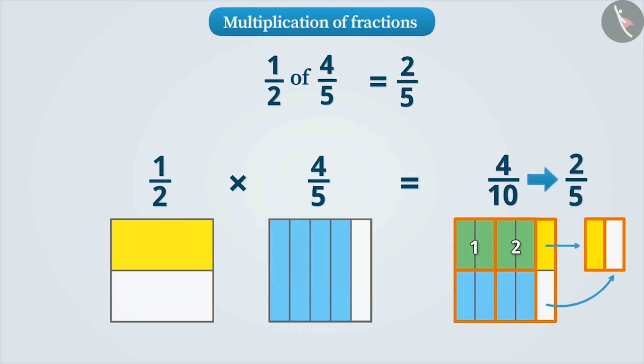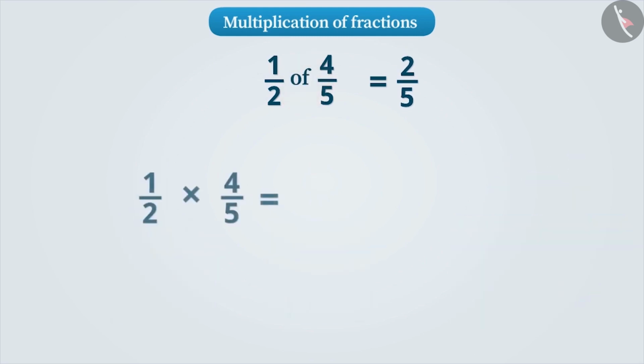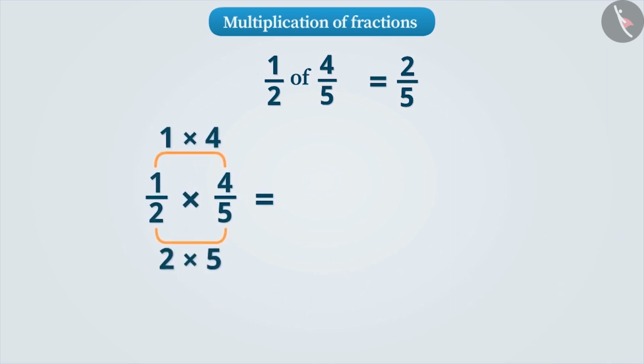Thus, we can say that half of 4 by 5 is half into 4 by 5, which is equal to 2 by 5, or the half of 4 by 5 is the same as 2 by 5. To multiply two fractions in mathematics, we multiply the numerators and denominators separately and express the result as the product of the numerators divided by the product of the denominators.